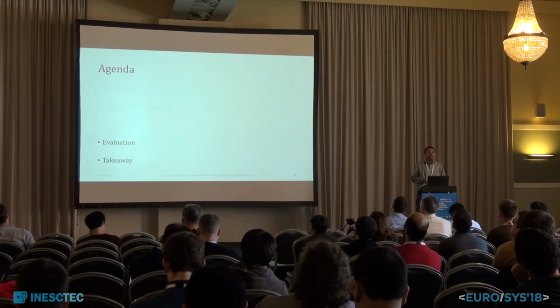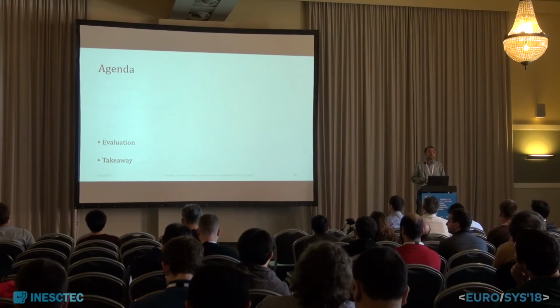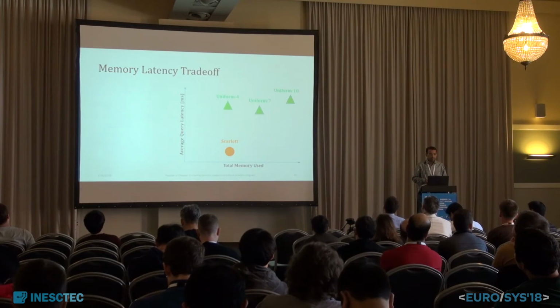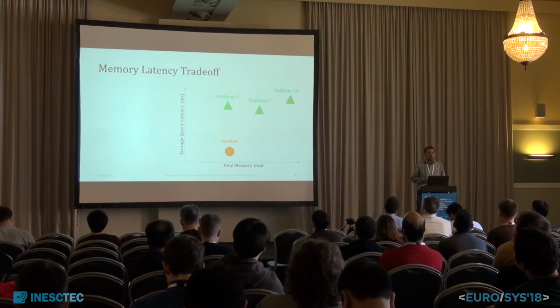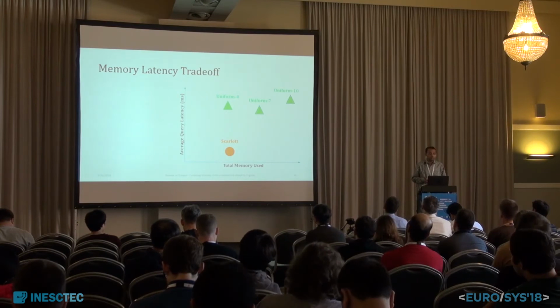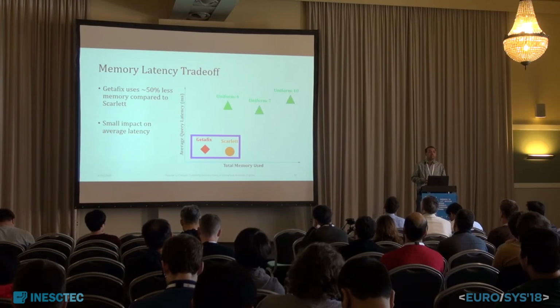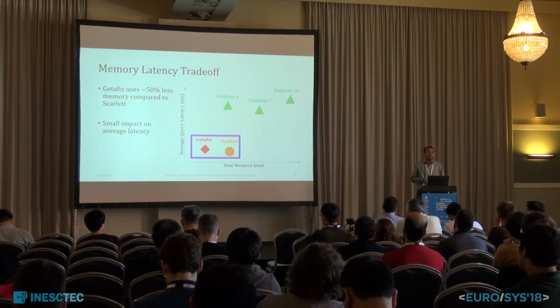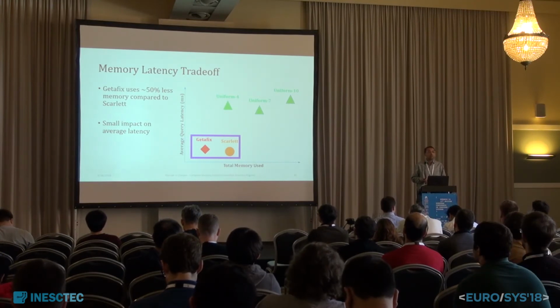Now, we evaluate GetFX and see how it performs against the goals we set out for it. First, let's return to our trade-off plot and see how GetFX performs now. GetFX actually reduces memory use compared to Scarlet by 50%, with 5% more average query latency. GetFX also performs well at the tail. We have the plot in the paper.